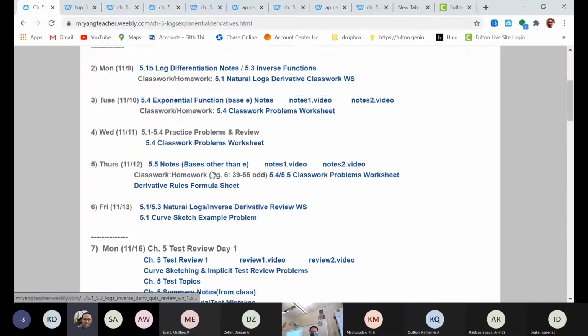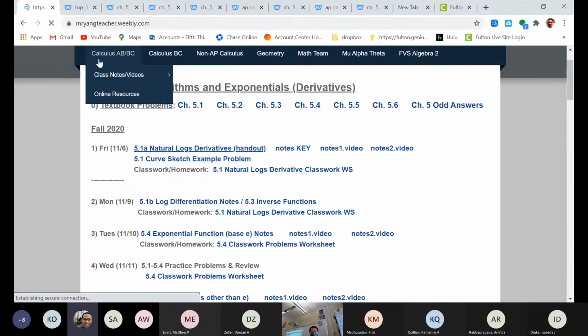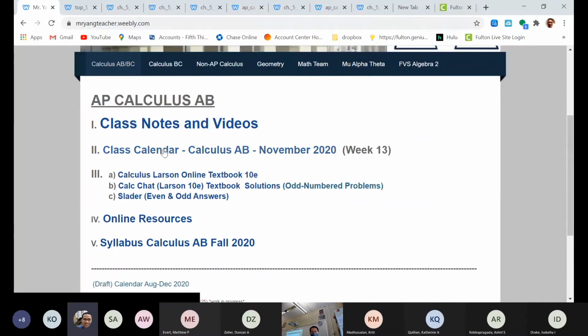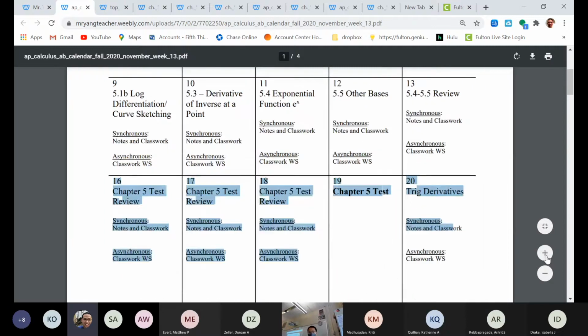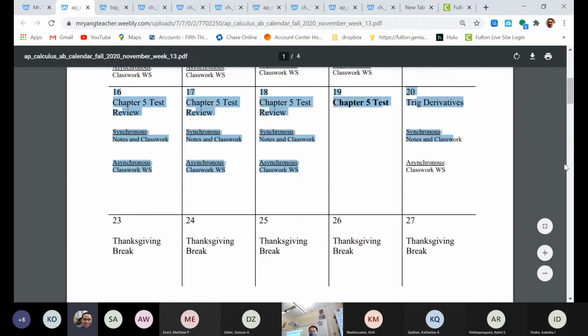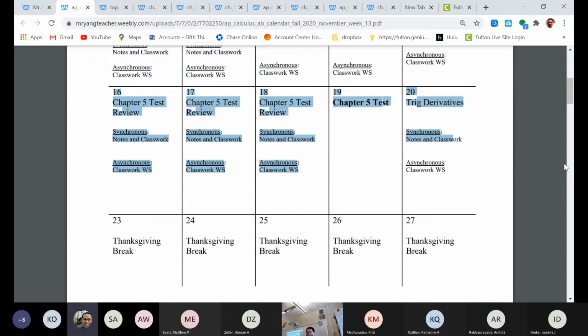All right, calendar. So we're going to be going over the test review today, tomorrow, and Wednesday. Thursday is going to be your Chapter 5 test. In a minute, I'll go over specific topics to expect, types of problems to be studying towards.